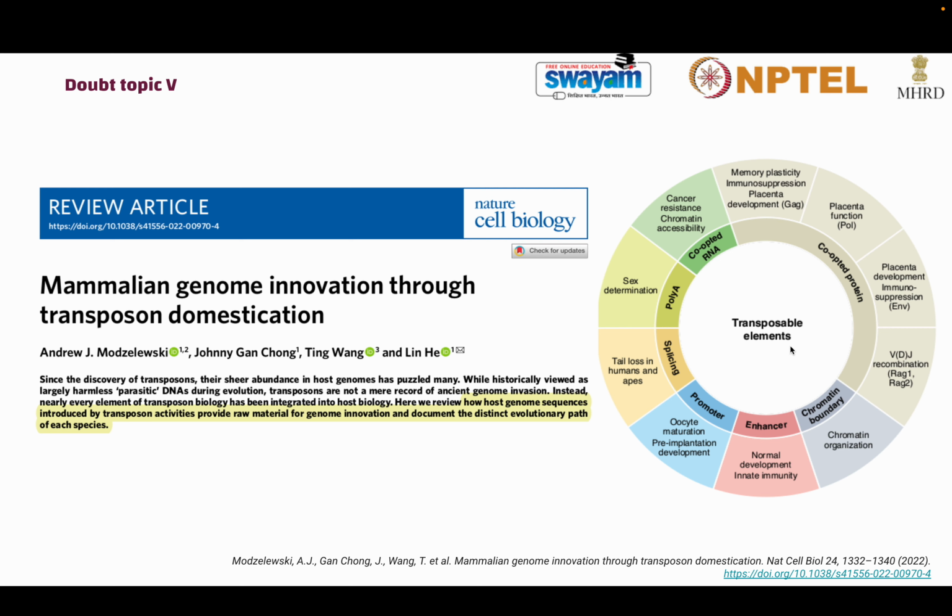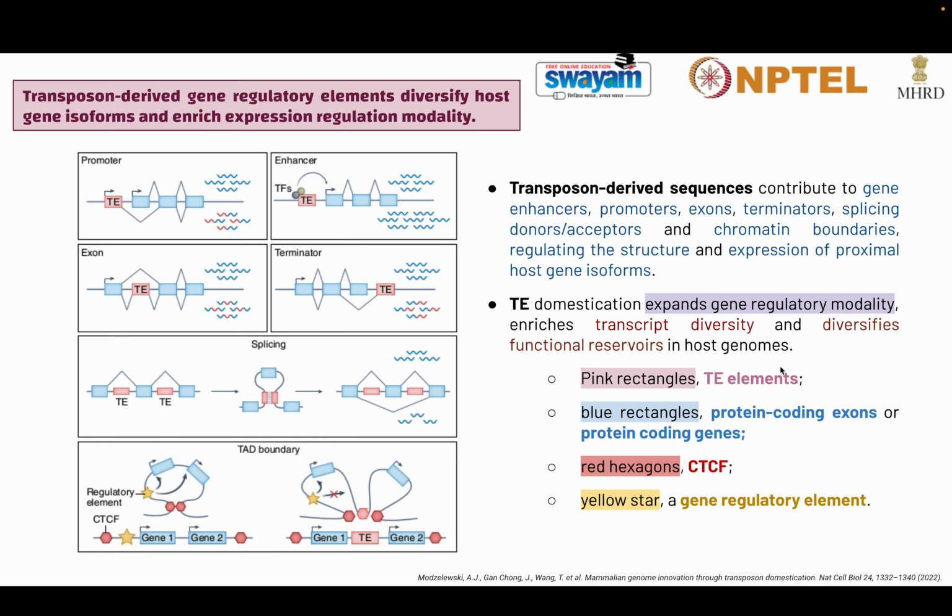In this they are saying that these transposable elements can be co-opted as proteins, as chromatin boundaries, they can act as enhancers and promoters, they affect splicing, and they can act as the poly A tail, which can determine sex. They can provide co-opted RNA, which can help in cancer resistance or chromatin accessibility. So there are multiple roles of these transposable elements. They can influence the expression of genes, and they can themselves code for other genes. So now let's look at them in more detail.